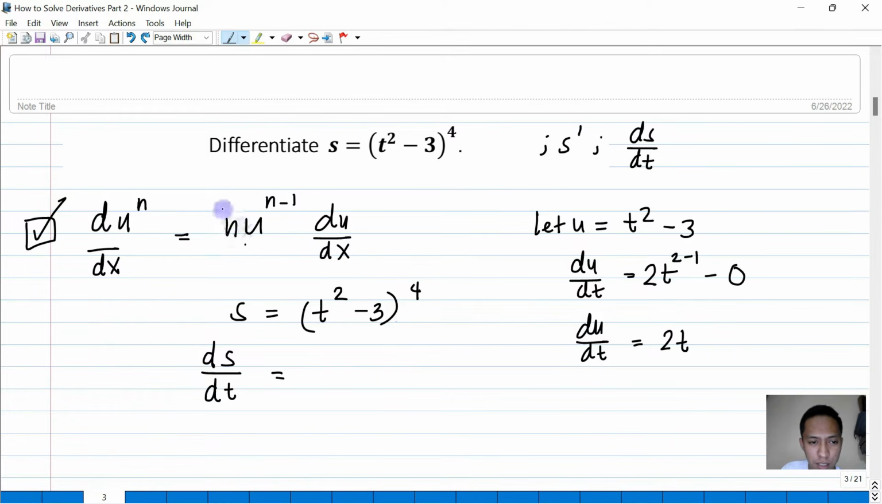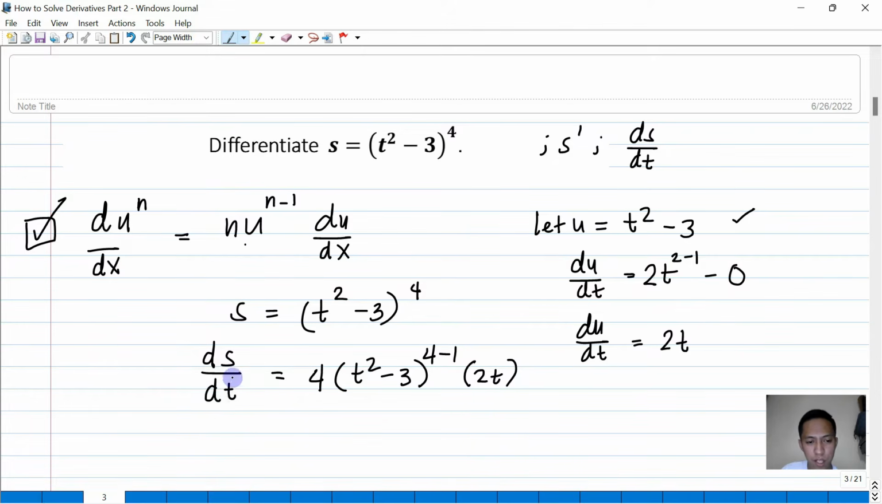So what is n? Copy lang natin yung exponent n, so that is 4. And copy u here. U is t squared minus 3. So that is t squared minus 3. Subtract 1 to the exponent, so that is 4 minus 1. And what is the derivative of u with respect to your independent variable? So in this case, du over dt, which is 2t. So basically, guys, this is what you call the chain rule. Okay, so this is how you properly get the derivative.